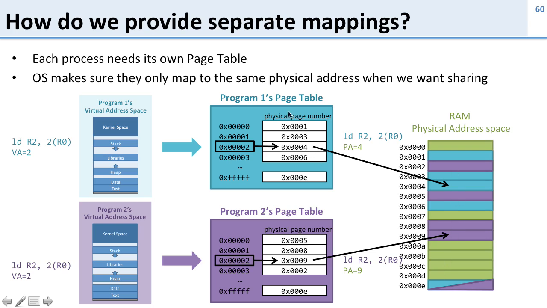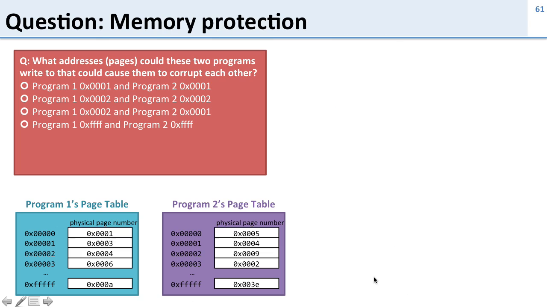And in fact, if you look through these page tables, you can see exactly how they're sharing the memory. So program 1 has physical pages 1, 3, 4, and 6. Program 2 has physical pages 5, 8, 9, and 2. So here's 2, 5, 8, and 9. It gets those ones. And both of these programs share physical page E. You can see that they both map virtual address FFFFF to physical address E. So that's the shared page down here.